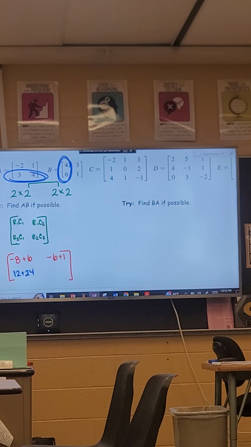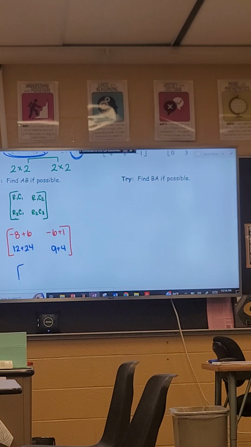And then last one we're doing row 2, column 2. So that's 9 and 4. Then we simplify. -2, 36, -5, and 13. And that's your matrix.